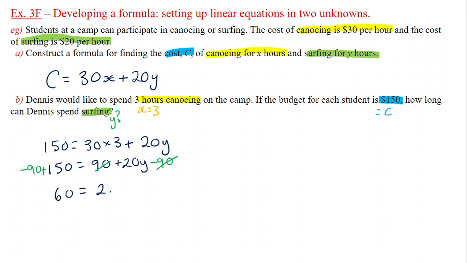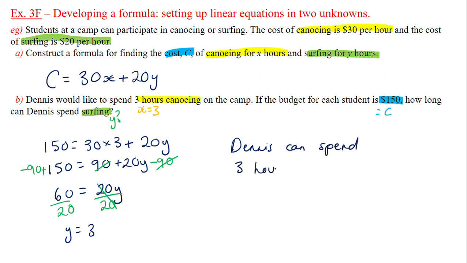equals 20Y. And of course, to get Y on its own, currently we're multiplying by 20, so we're going to divide both sides by 20. And that gives us Y equals 3. When given worded problems, especially in context, we should add some words or write the answer in words. So in a sentence, Dennis can spend 3 hours surfing.